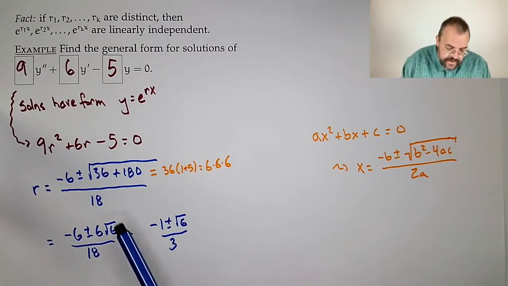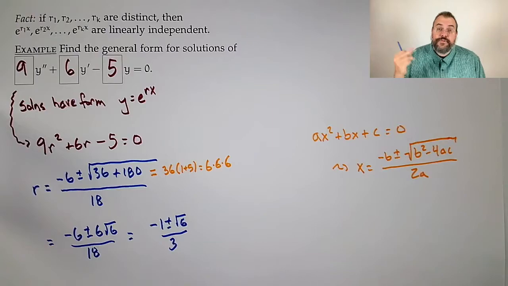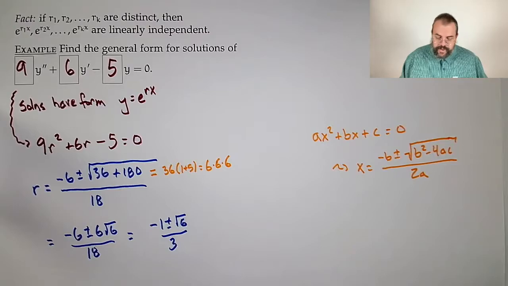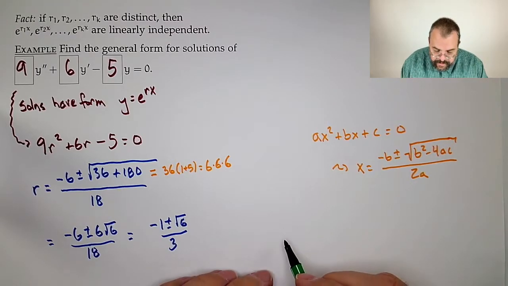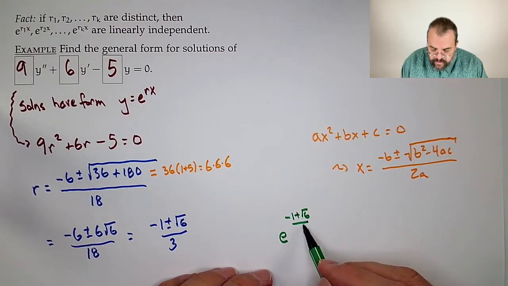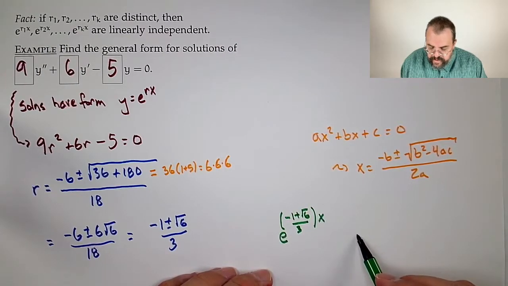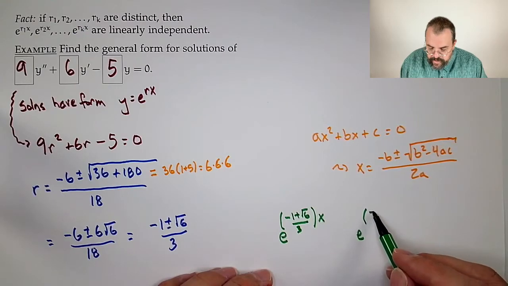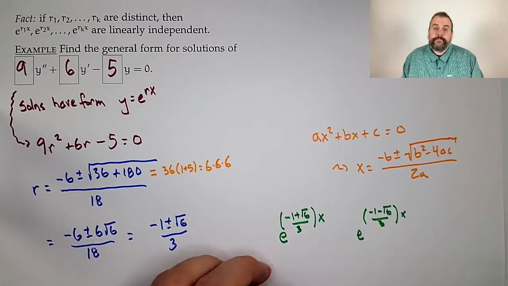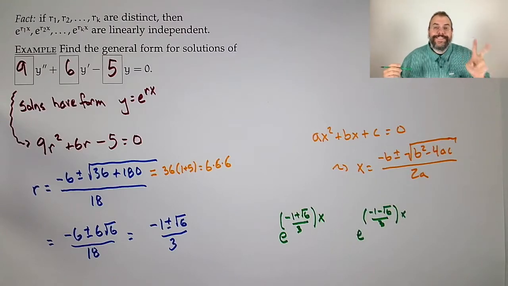Now, remember, the solutions have the form y = e^(rx). And we have r, and we have two of them. They're distinct from each other. So that says we have two solutions, namely e^(((-1 + √6)/3)x), because that's one of our choices for r, multiplied by x, and then e^(((-1 - √6)/3)x). All right, great. So those are two solutions.